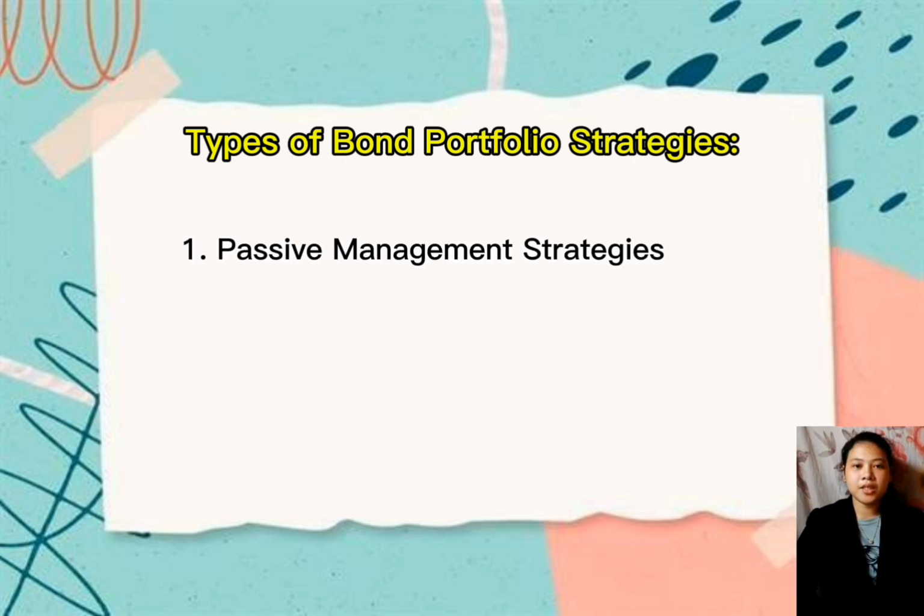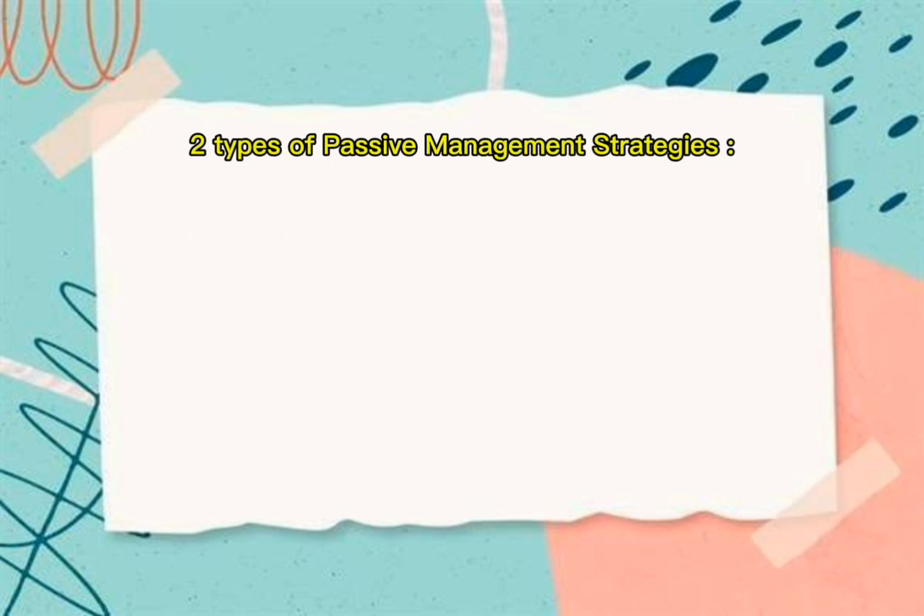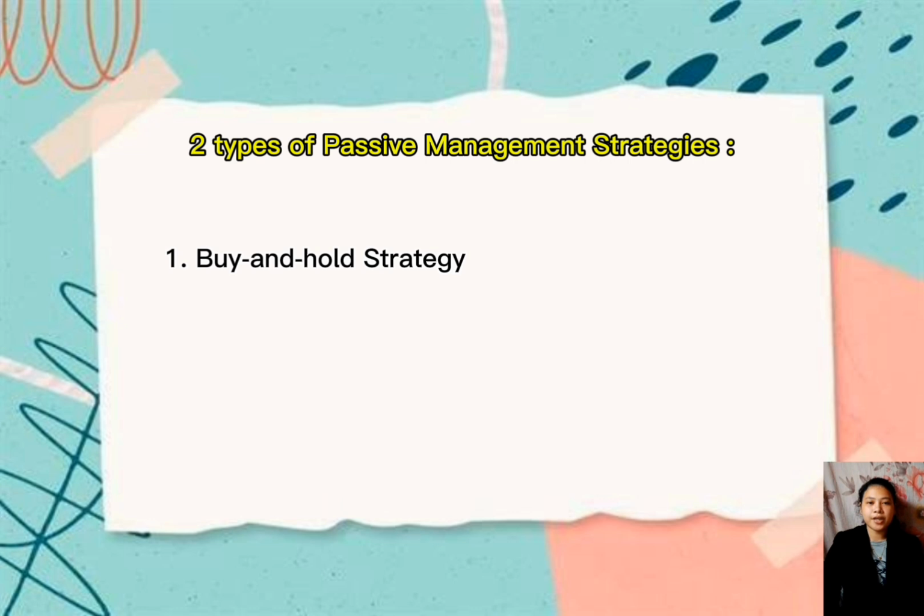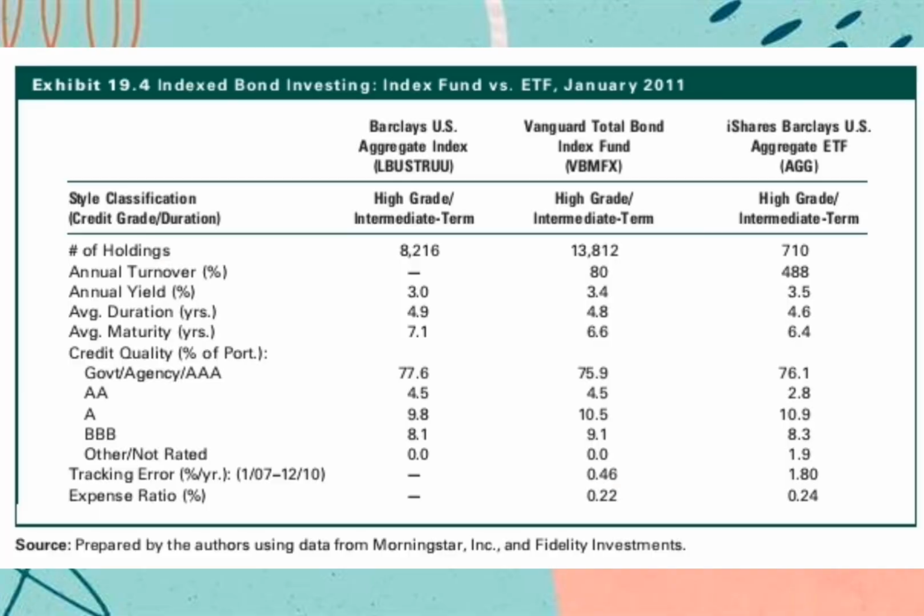Passive management strategies are investment approaches where a portfolio is designed to match the performance of a market index rather than trying to outperform it. The goal is long-term growth with minimal trading and lower cost. Buy and hold: purchasing bonds and holding them until maturity. Indexing: creating a bond portfolio that mirrors a bond market index.